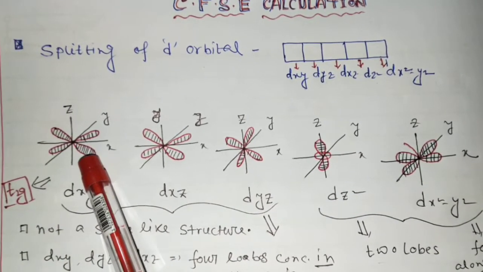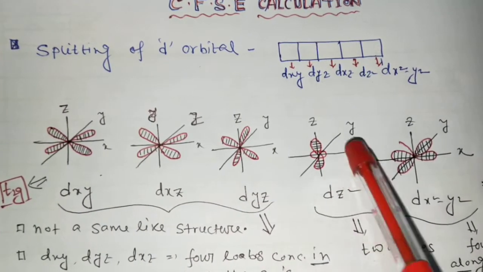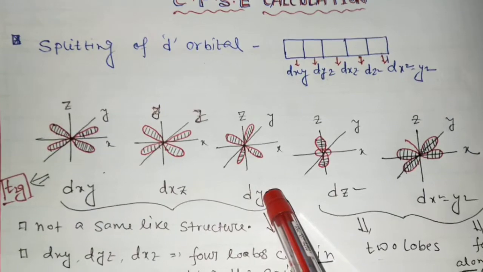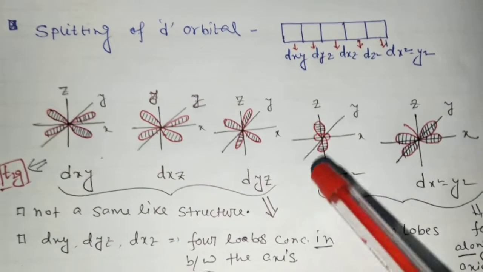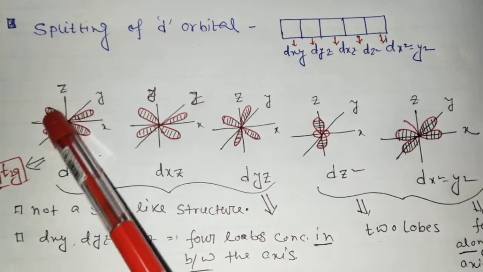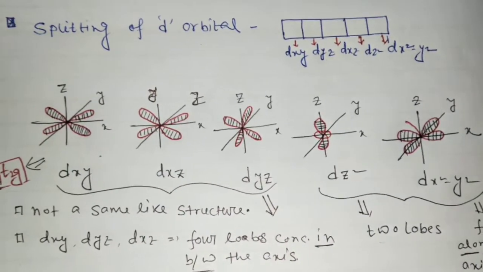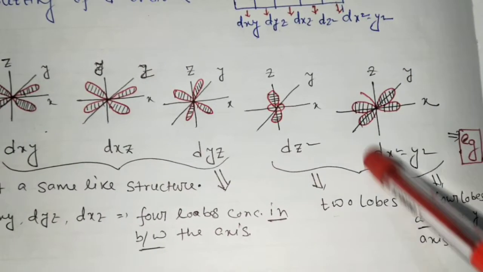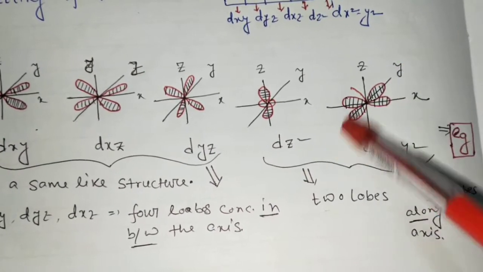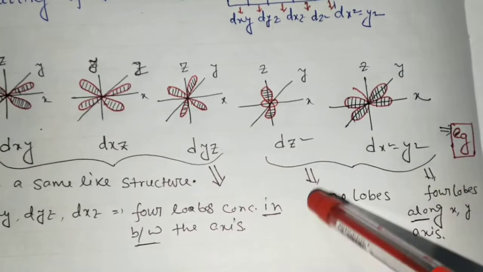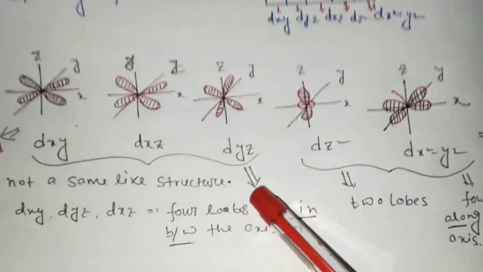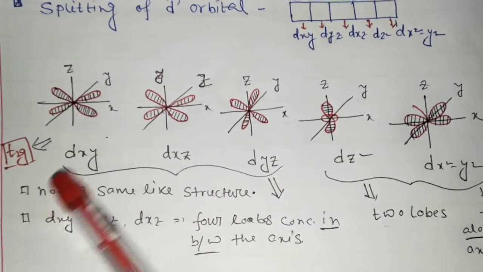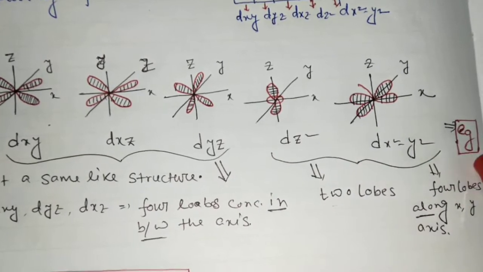dxy, dxz, dyz, dz square, dx square minus y square. In the case of dxy, dxz and dyz, the 4 lobes are concentrated in between the axes. But in the case of dz square, 2 lobes lie along the z axis, and in the case of dx square minus y square, the lobes lie along the x and y axes, not in between them. These 3, dxy, dxz and dyz, are called t2g orbitals, and dx square minus y square and dz square are called eg orbitals.